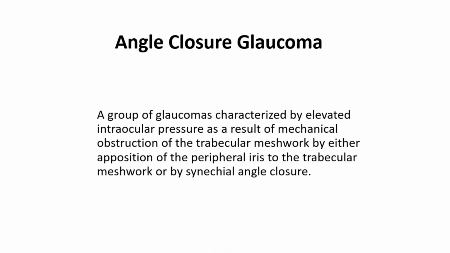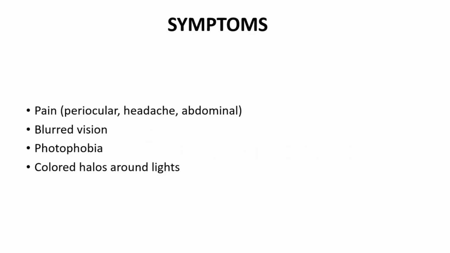A group of glaucomas characterized by elevated intraocular pressure, as a result of mechanical obstruction of the trabecular meshwork, by either apposition of the peripheral iris to the trabecular meshwork or by synechial angle closure. Symptoms: pain, periocular headache, abdominal pain, blurred vision, photophobia, colored halos around lights, nausea, vomiting, red eye.